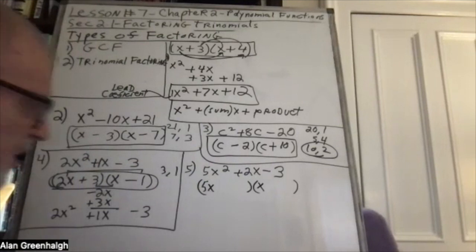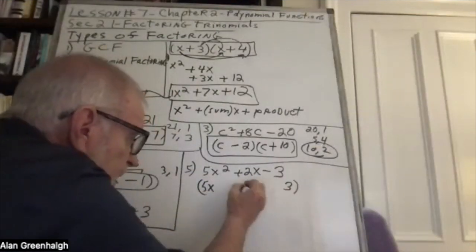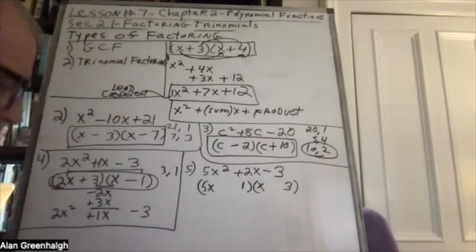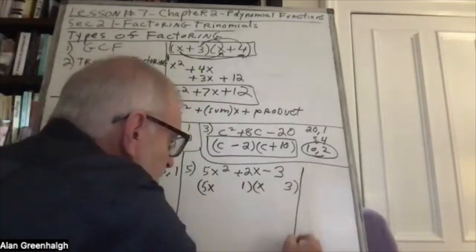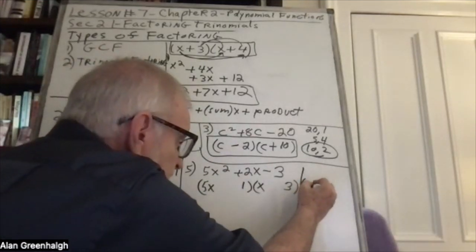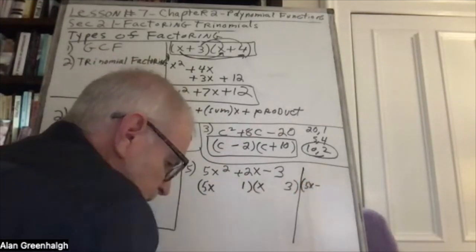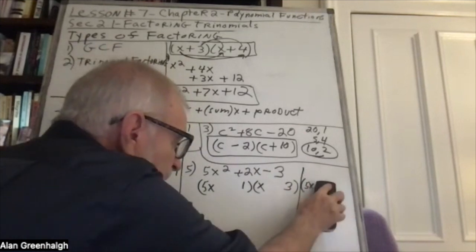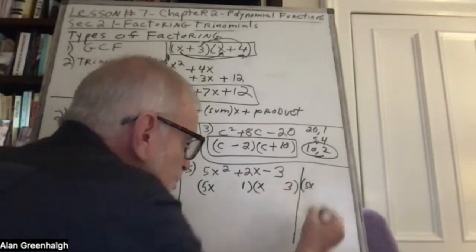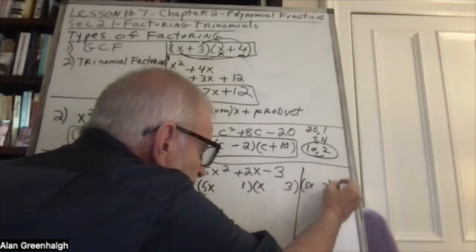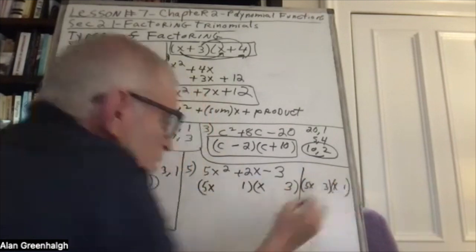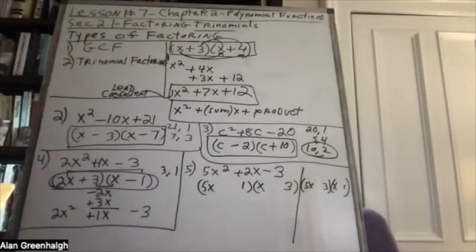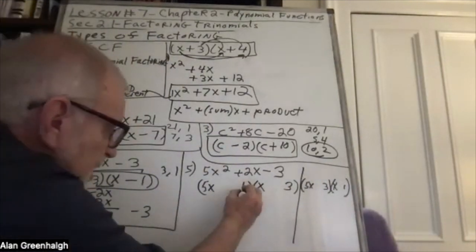Now the only question is, is this going to be a 3 and that going to be a 1, or is it going to be 5x with, let's say, a 3 here and a 1 here? That's the question. And to figure that out, you have to do this.